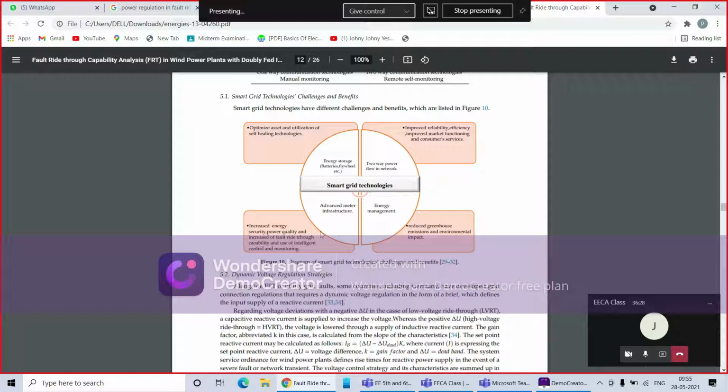The fourth parameter of smart grid technologies is energy management, which has provided us reduced greenhouse emission and environmental effect, which is very much important. Because see, for every technology earlier, what was important was economy, it should be economical, and it should be continuous.